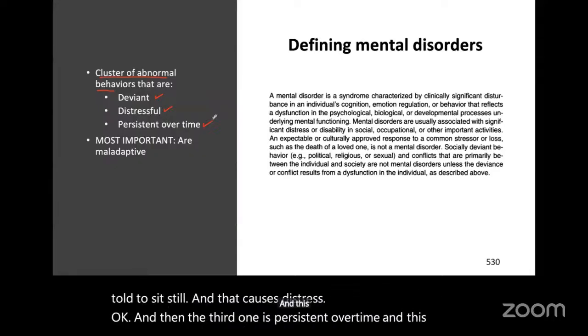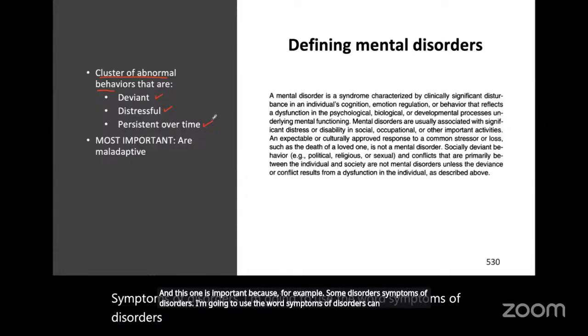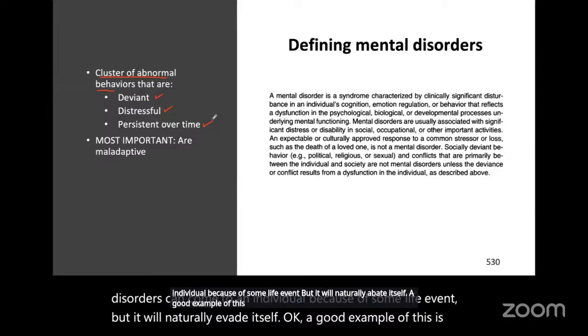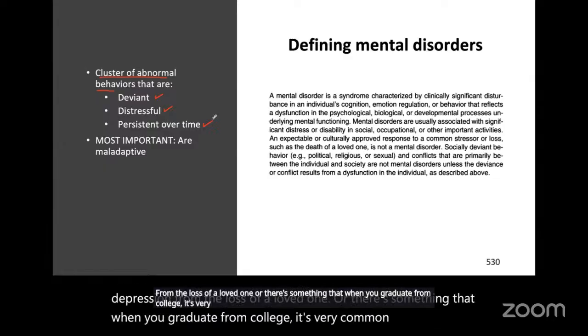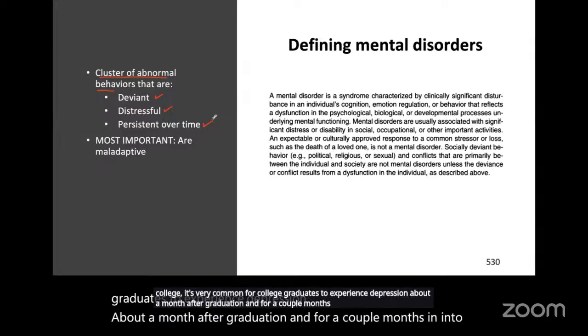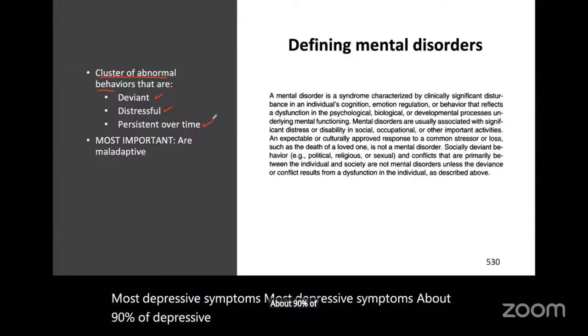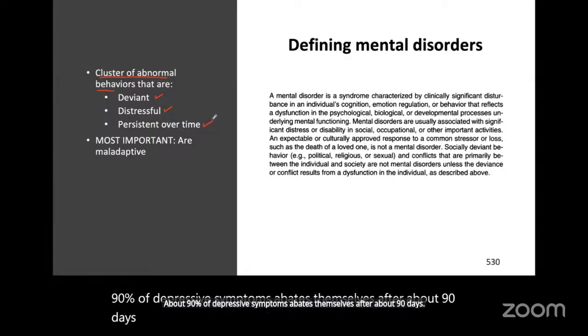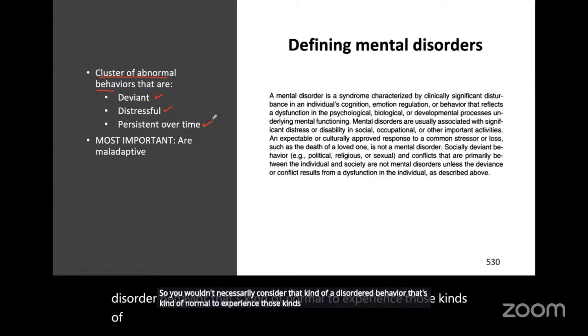And this one is important because, for example, some symptoms of disorders can come to an individual because of some life event, but will naturally abate. A good example of this is depression from the loss of a loved one. When you graduate from college, it's very common for college graduates to experience depression about a month after graduation and for a couple of months into that. Most depressive symptoms, about 90%, abate themselves after about 90 days. So you wouldn't necessarily consider that a disordered behavior. It's kind of normal to experience those things for a temporary period.